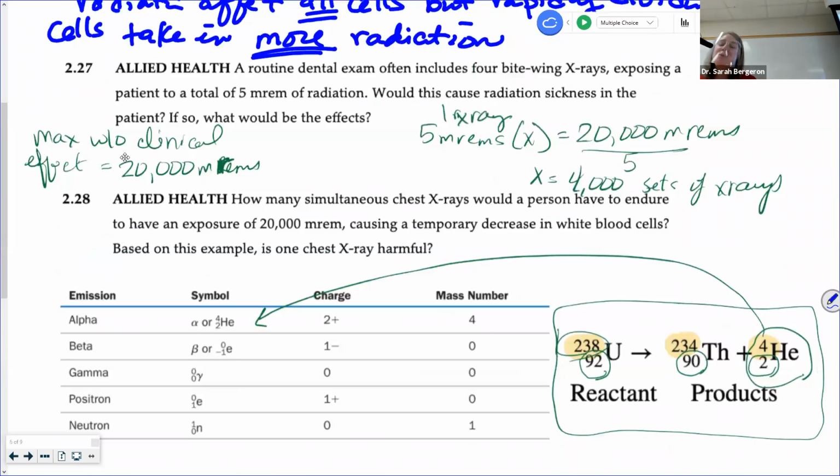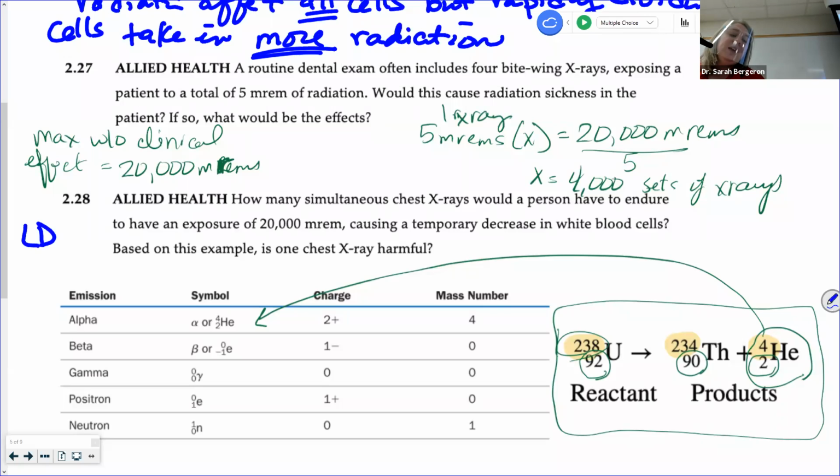All right, here's a good one. This is what we were talking about just a second ago. How many simultaneous X-rays would a person have to endure to have an exposure of 20,000 millirems? Now, 20,000 millirems, if you look in your book, there was a table, and it showed you how many millirems until you start to feel whatever effects, and then it gets to a lethal dose.